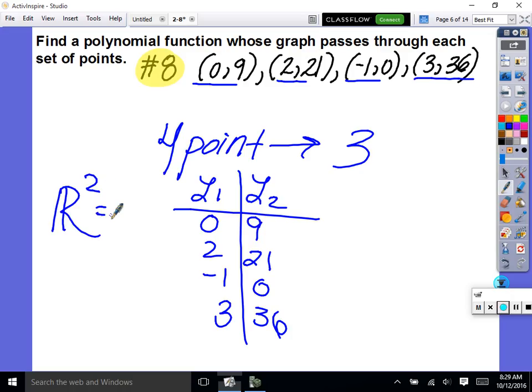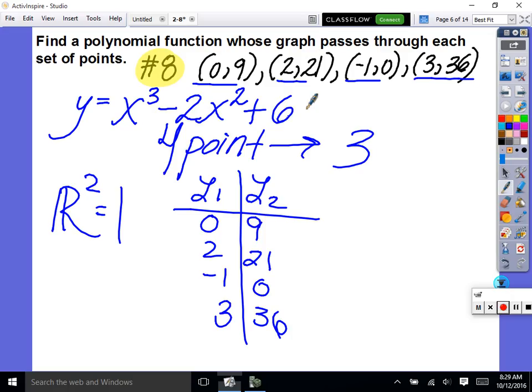And then I want to know what's r squared equal to. That's the percent it is to being a perfect fit. R squared is 1, so it's a perfect fit. What's the polynomial? Y is equal to x cubed minus 2x squared plus 6x plus 9. Did everybody get that? Okay. Do you see how to do this?